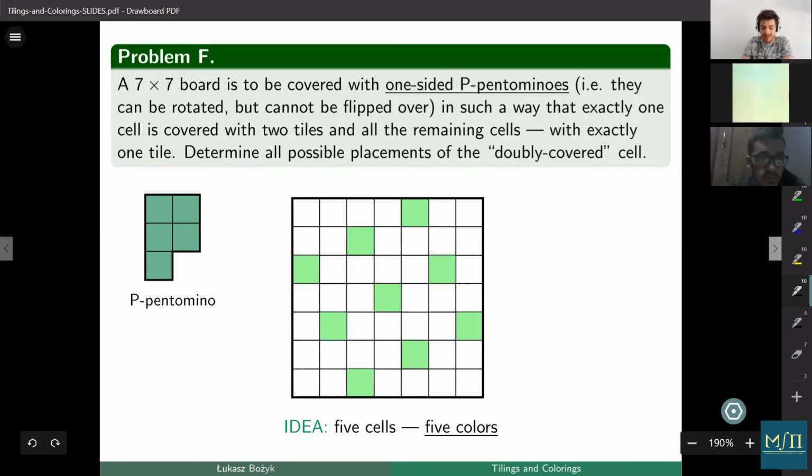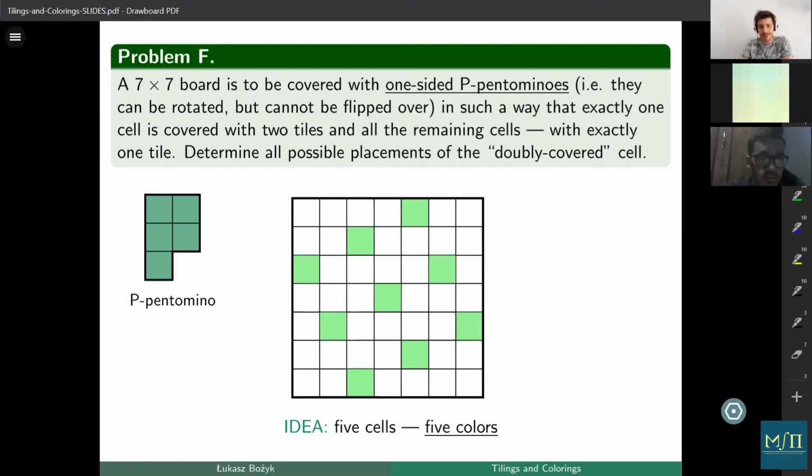And actually the other colors don't matter. So let me say it one more time, we had 10 P pentominoes and 9 green cells, so the one covered twice should be one of those. So this is nothing new compared with the reasoning from previous problems. But it turns out that not all of them are good, right?